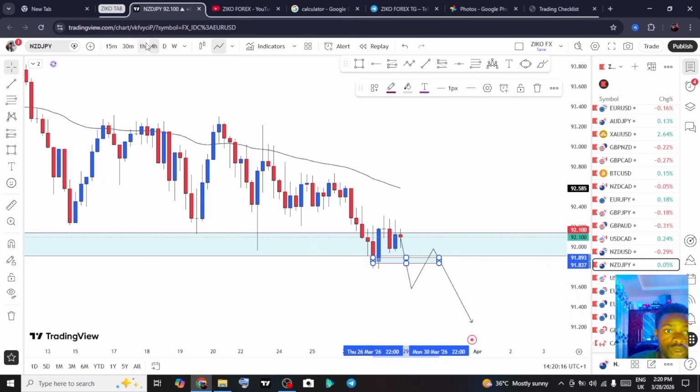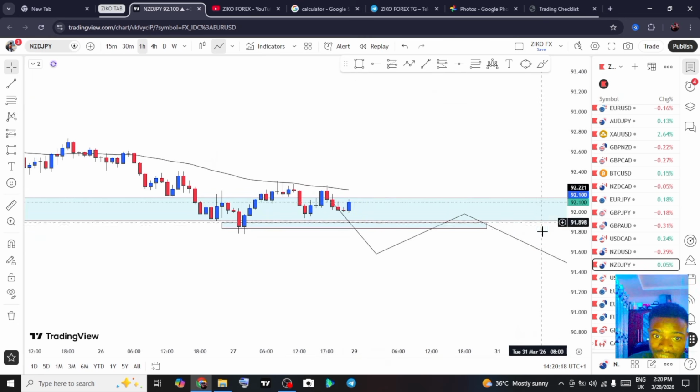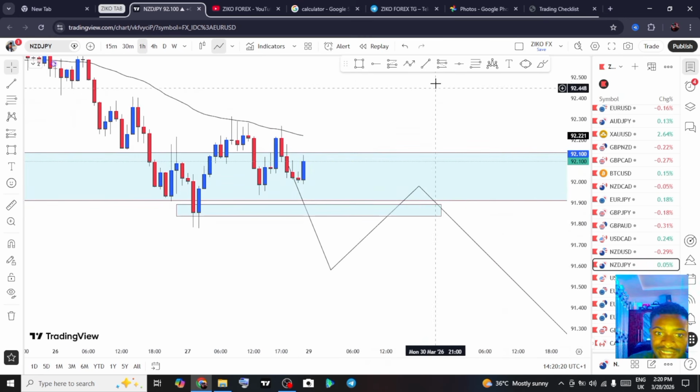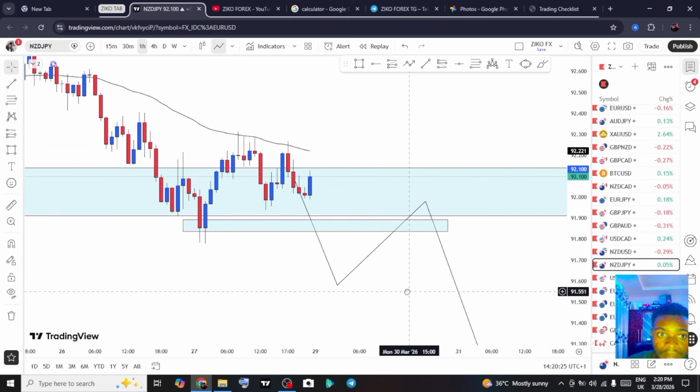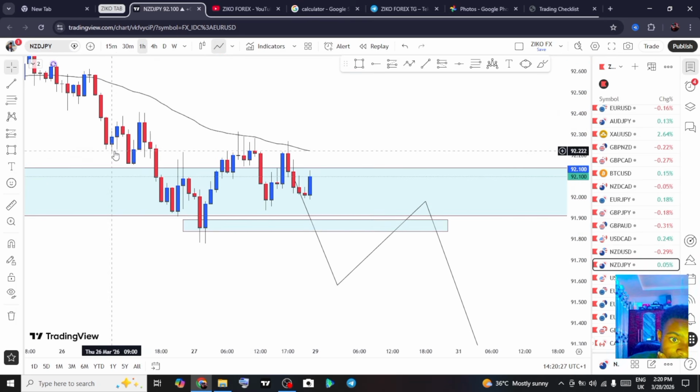So let's see how the 1 hour will be looking. As you can see, that's the very exact same game plan that I'm having on the 1 hour. Now, if you look at the 1 hour, you can clearly see that when price came into the area, it was bearish. It came back into the area, traded a little bit below the area, and it shifted bullish.